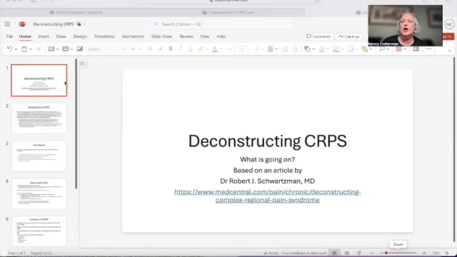Today, we're going to talk about deconstructing CRPS, which is breaking it down into its components and what's going on in your body. This article was written by the late Dr. Robert J Schwartzman, MD. We're also going to talk about complications related to CRPS. Complications in this case are known as comorbidities. And this is also based on an article written by Dr. Schwartzman.